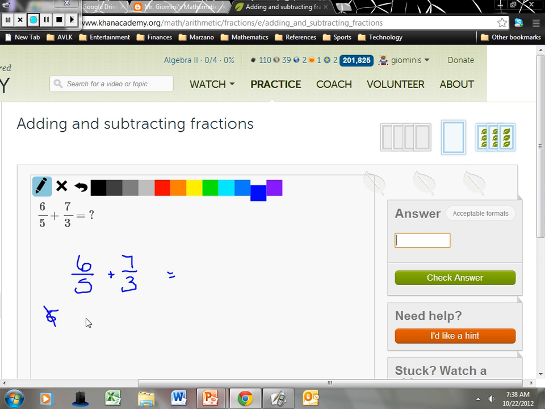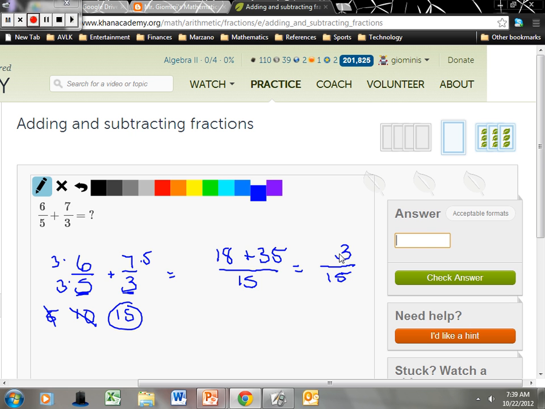If I take a look at this, let's see, I'm going to list the multiples of 5. 5, well, 3 isn't going into 5. 10, 3 isn't going into 10. 15, hey, 3 goes into 15. So there's my common denominator. Put my larger fraction bar, division bar, 15. What do I multiply 5 by to get 15? 3. 3 times 6 is 18. Plus, what do I multiply 3 by to get 15? That's 5. 7 times 5 is 35. Add these. 15 stays the denominator. 8 and 5 gives me 13. 3 and 1 is 4, plus 1, that's 53.